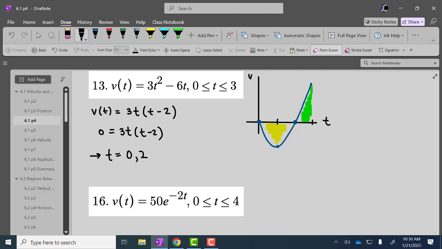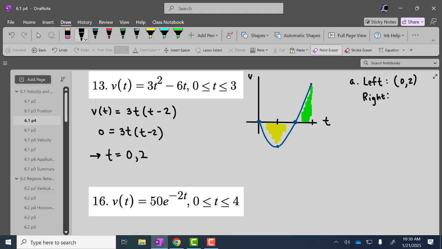The first question said, where is it moving left and right? So where is it moving left? What interval? 0 to 2. And again, we'll use parentheses, because at 0 and at 2, the thing's not moving. It's stopped. And it's moving to the right on the other interval.